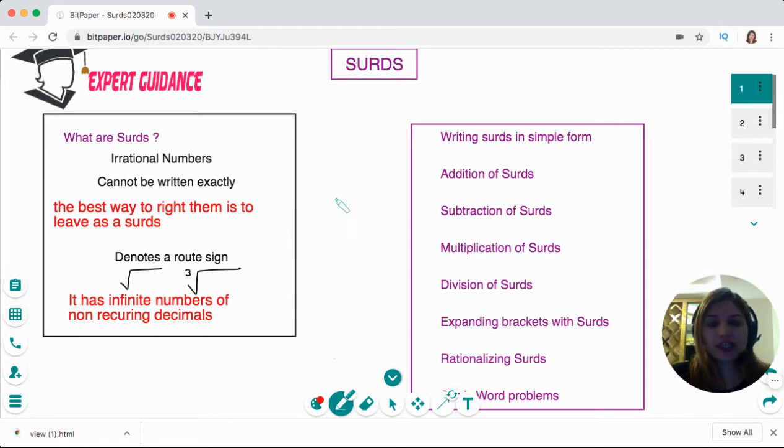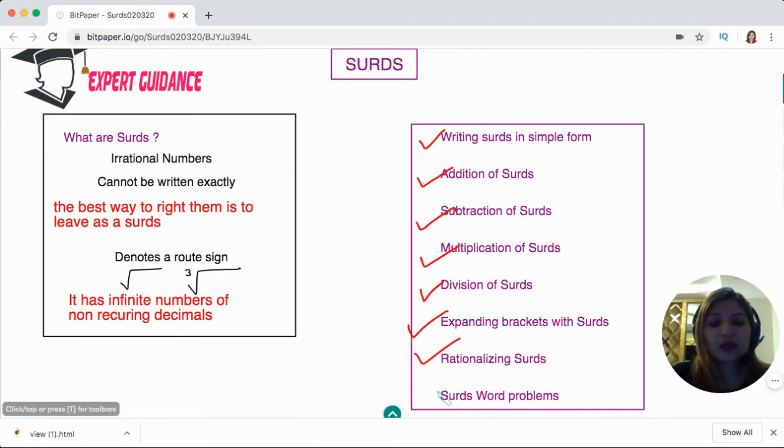So in this video, we'll be covering how do you write surds in simple form, how do we add surds, how do we subtract surds, how do we multiply surds, how do we divide surds, how do we expand the brackets with surds, how do we rationalize surds, and we'll also do surds word problems. Okay, so let's begin. Now, what are surds?